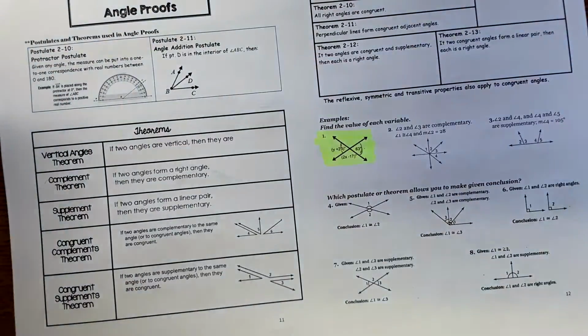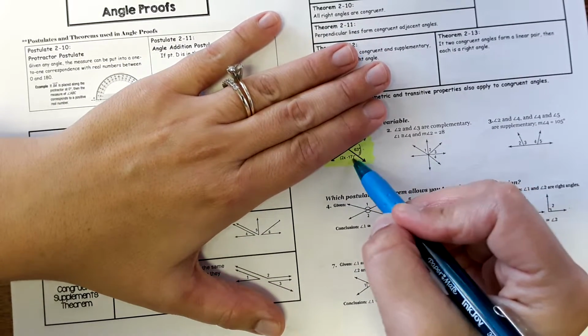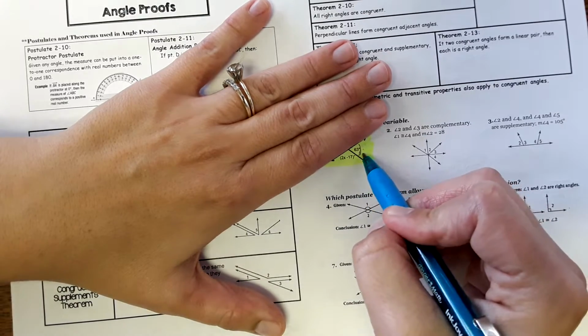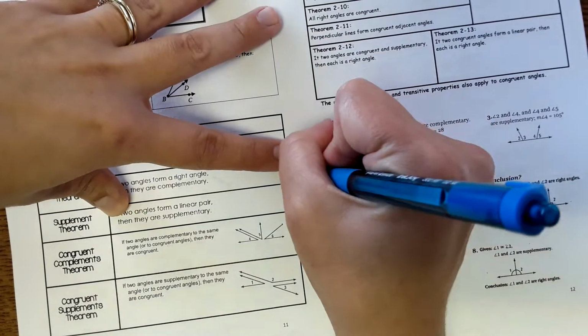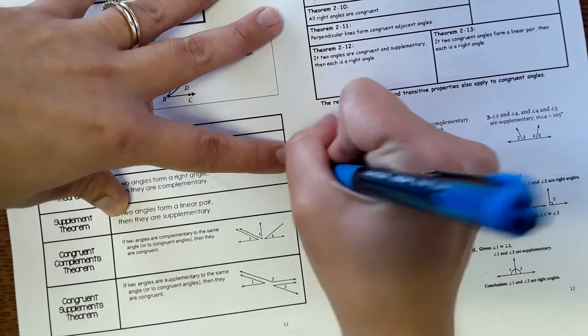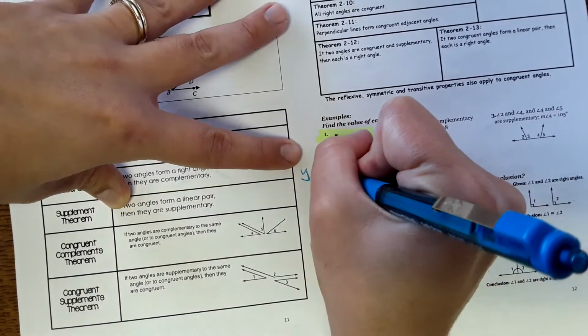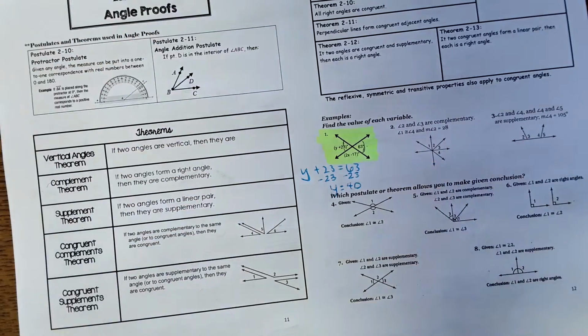Also, just looking at this before we get into the solving, you have a linear pair right here, and these two angles are supplementary. So you could say this plus this equals 180 to solve for x. But starting with the vertical angles, y plus 23 equals 63. Then you would have subtracted 23 from both sides and gotten y equals 40. Is that what you got? Yay, good job.